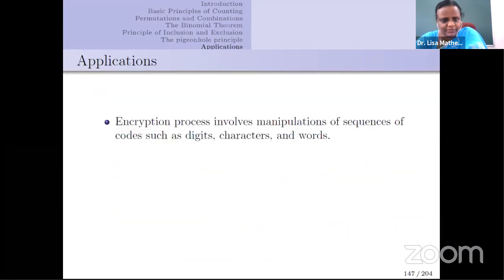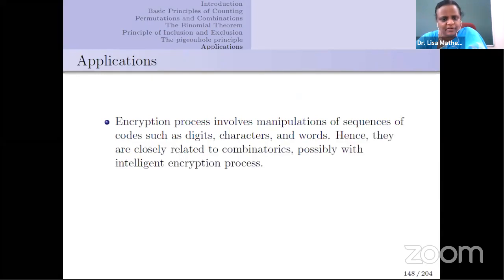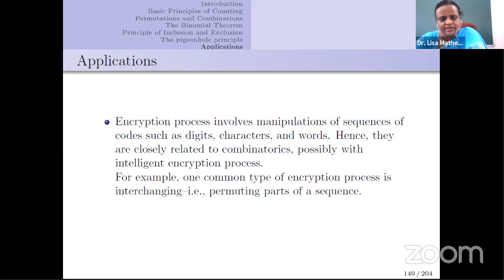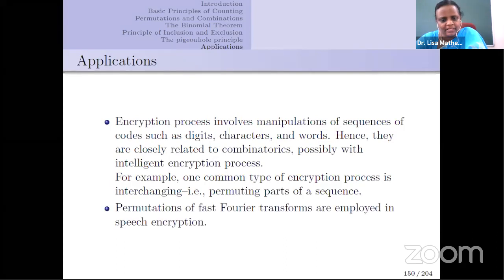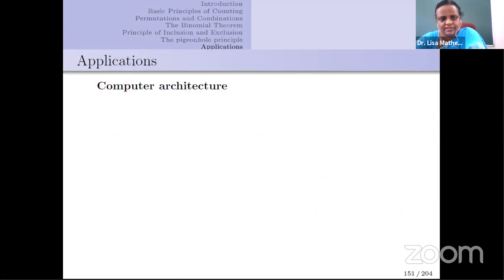Now, the encryption process involves manipulations of sequences of codes such as digits, characters, and words. Hence, they are closely related to combinatorics, possibly with intelligent encryption process. For example, one common type of encryption process is interchanging or permuting parts of a sequence. Next, permutation is used in the fast Fourier transform employed in speech encryption.